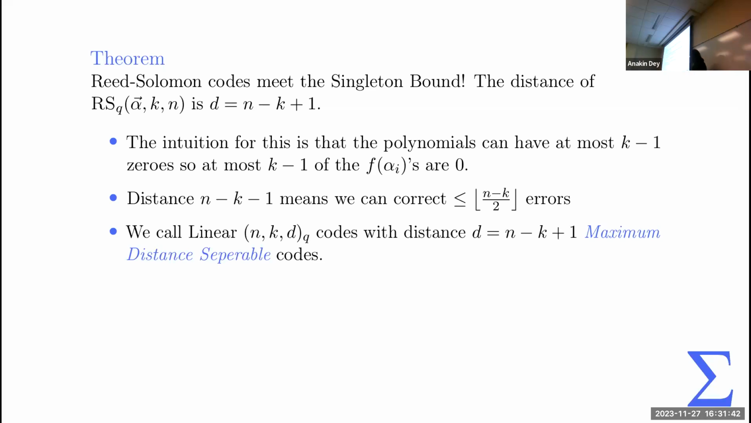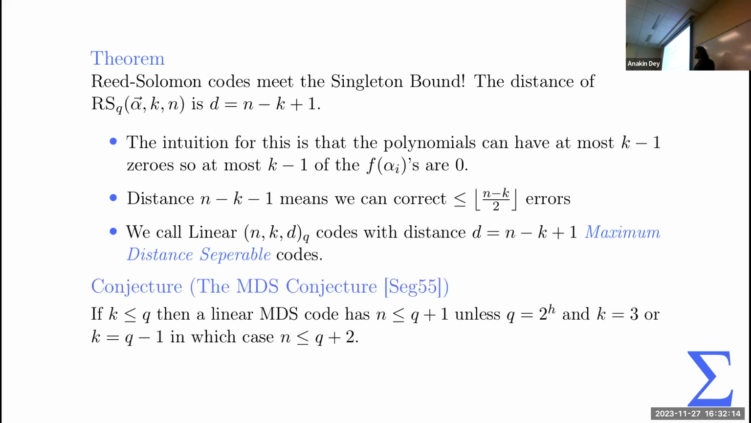But since the distance is N minus K plus 1, my bad, we can correct at most N minus K over 2 errors, maybe with a floor in there. And then a nice little definition is that any linear code that exactly meets this bound, such as Reed-Solomon codes, because remember they're linear, is what's called a maximum distance separable code.